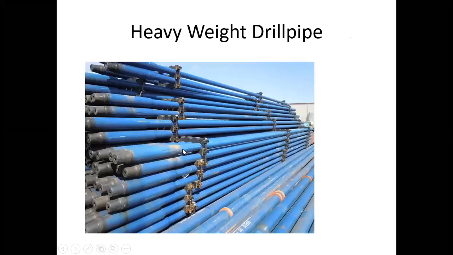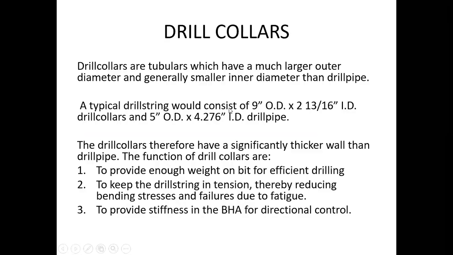So here are the heavyweight drill pipe. The difference between the heavyweight drill pipe and the other one is the wall thickness and the length of the tool joint. The length of this pipe is bigger than the drill pipes here. These are ready to be used. Then the third pipe section that we use are the drill collars.